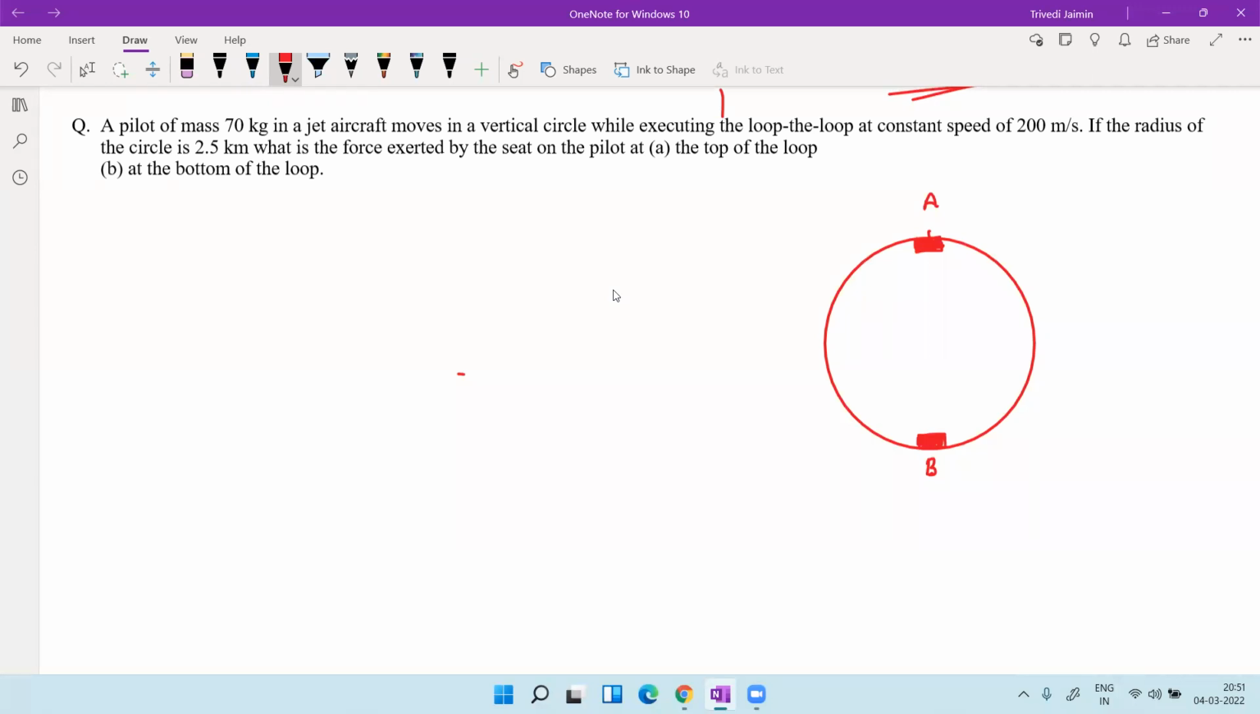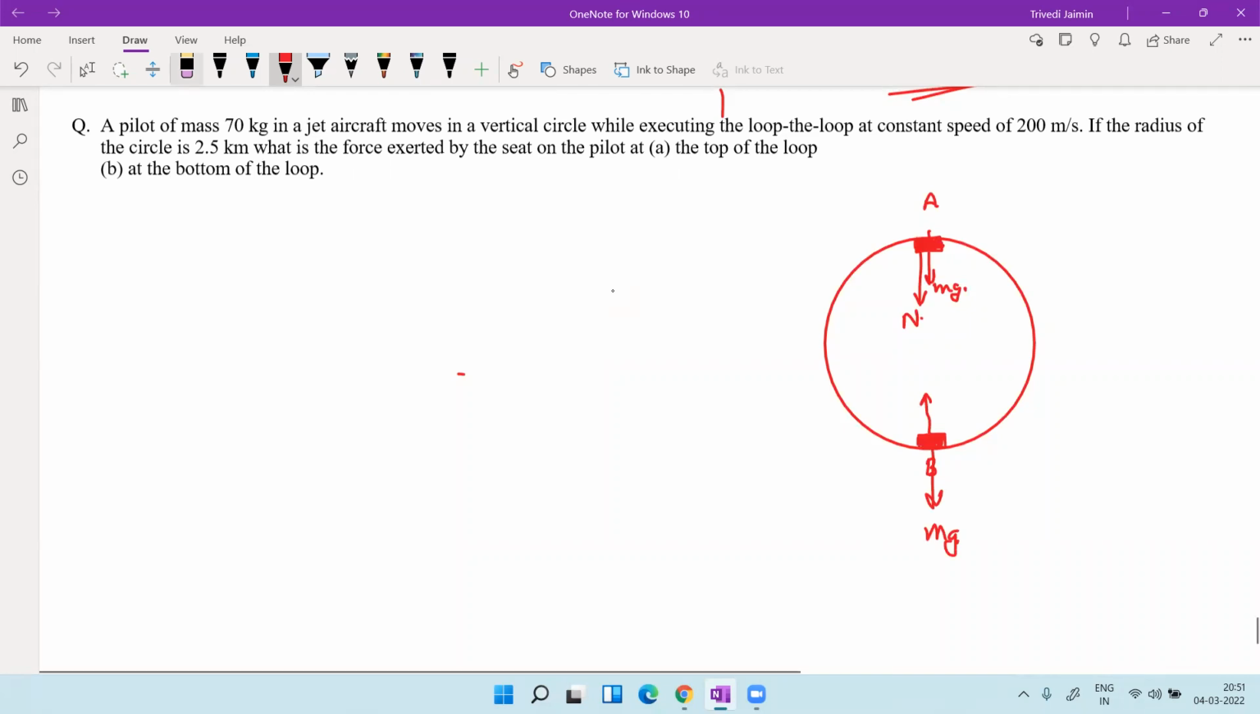So what are the forces acting here? First one, as usual, mg. And this is the top, and normal force also here. Now in this case, normal force is perpendicular to mg. Okay, anything else left? No.